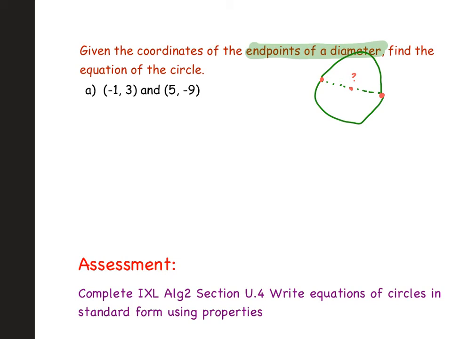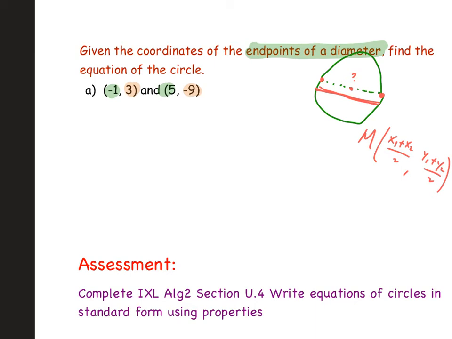Okay, so we're going to take those 2 endpoints, and we're going to find the midpoint of that segment, or figure out where the middle of that is. Because the midpoint formula is x1 plus x2 over 2, comma, y1 plus y2 over 2. So you're just averaging those x values and averaging those y values.